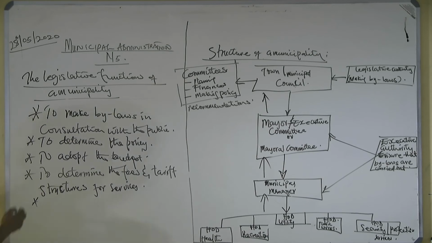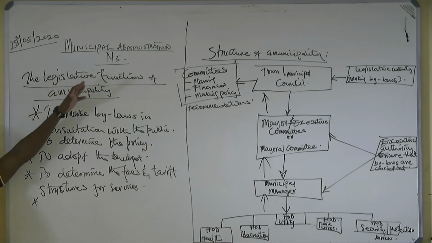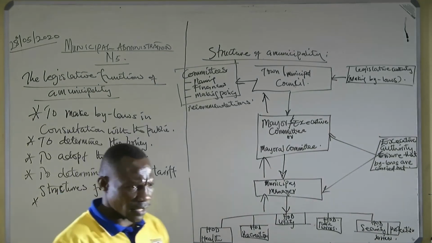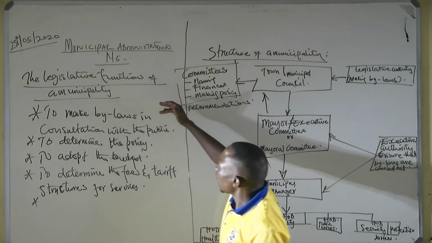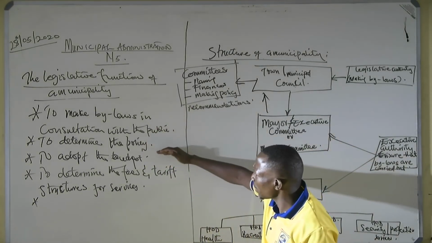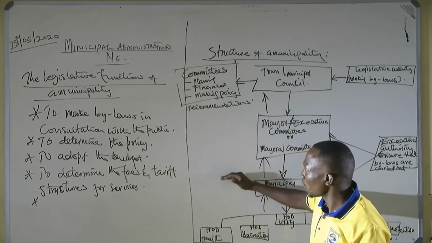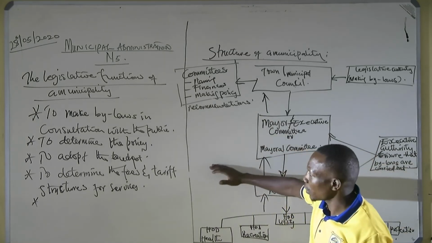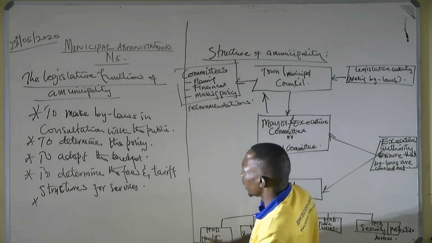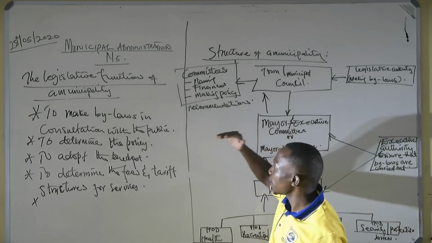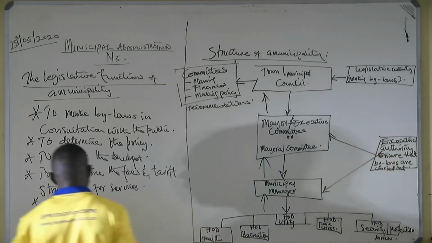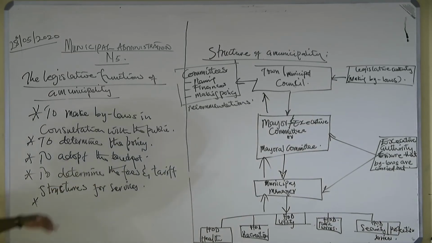Now, these bylaws are formulated especially by drawing them from the policy. Determining the policy is a very important issue here, and it is done specifically by the legislative organ of the municipality. This policy should be determined in such a way that it is in line with the other two higher institutions of governance in a country, the national legislation and also the provincial legislation, so that they are all in line up to when they reach the municipality in the local government.